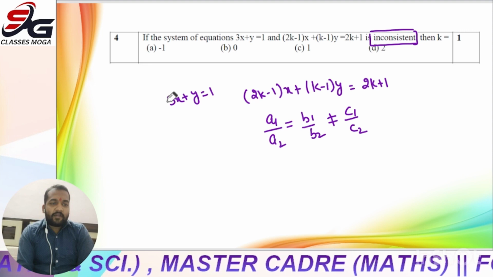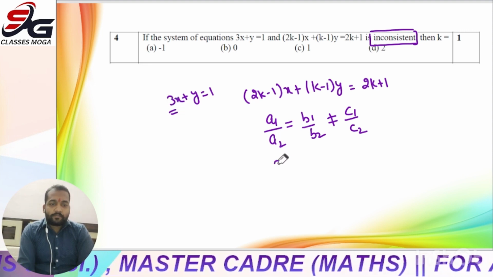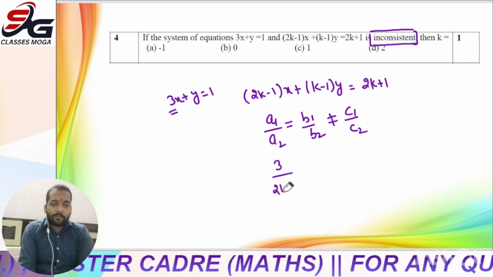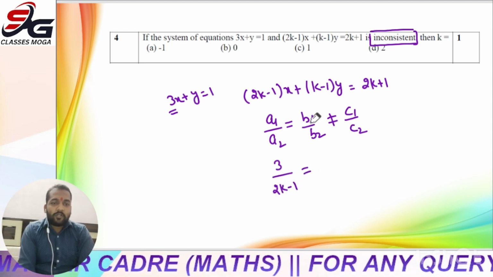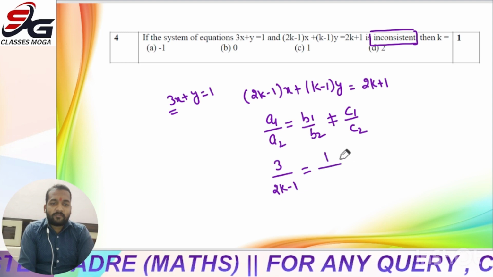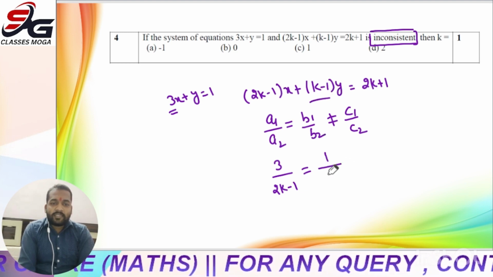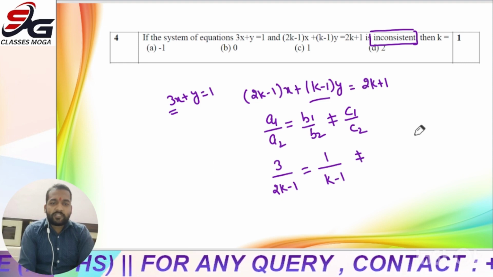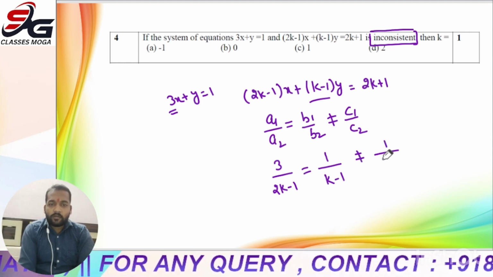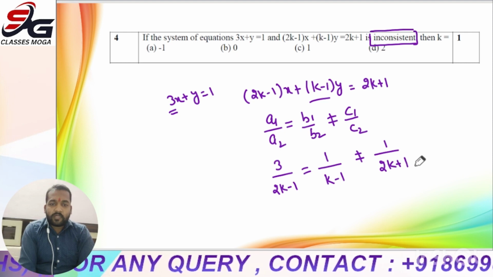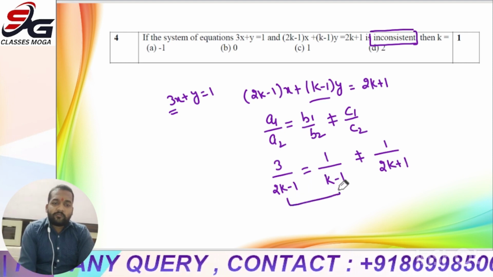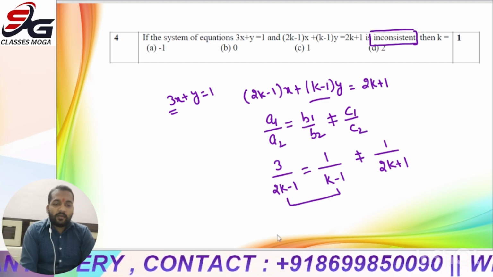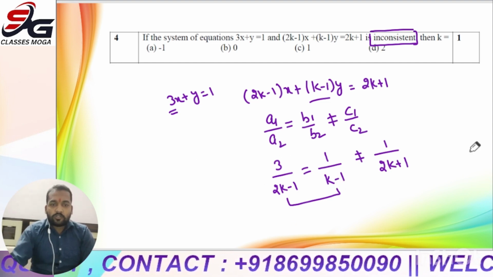So what is a1? a1 is 3. What is a2? a2 is 2k minus 1. What is b1? b1 is 1. What is b2? That is k minus 1, which is not equal to c1 over c2, that is 1 over 2k plus 1. So now take these two equations and find the value of k. Just cross multiply, students.